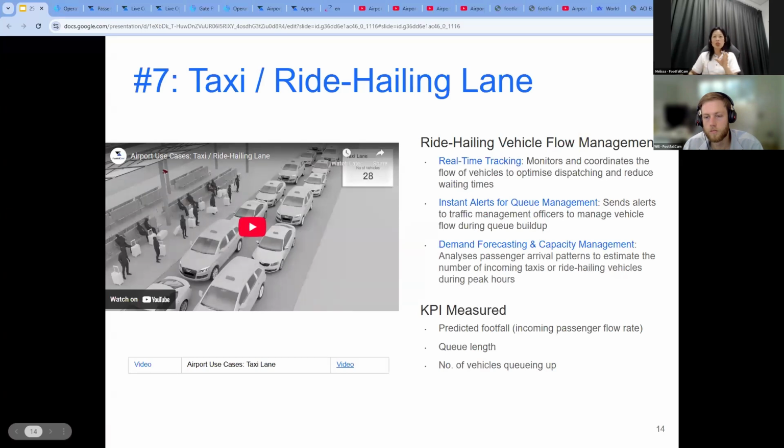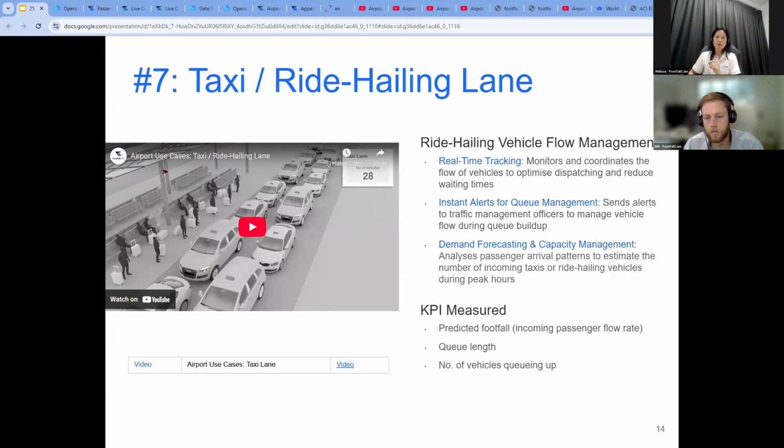During congestion, the system can automatically trigger an alert to prompt the traffic officers for intervention, like opening additional holding lanes or temporarily increasing dispatch frequency. The KPI measures are the predicted footfall, the predicted passengers that will come based on terminal inflow from the terminal building, the queue length of waiting passengers, and also the number of vehicles queuing up. So with this, the airport can ensure smoother ground traffic flow and a far more predictable and pleasant departure and arrival experience.